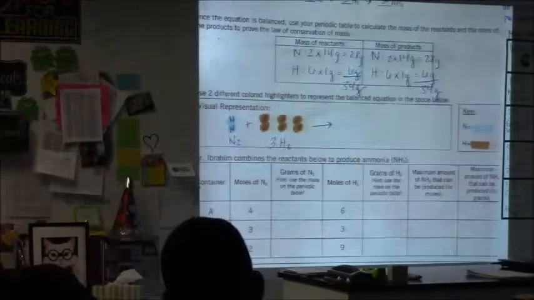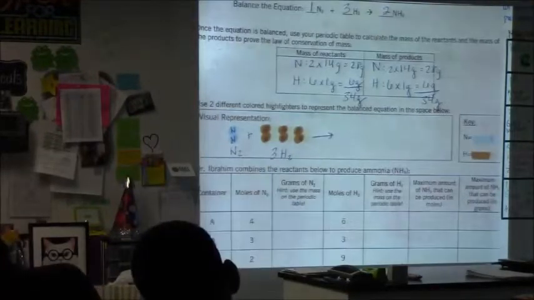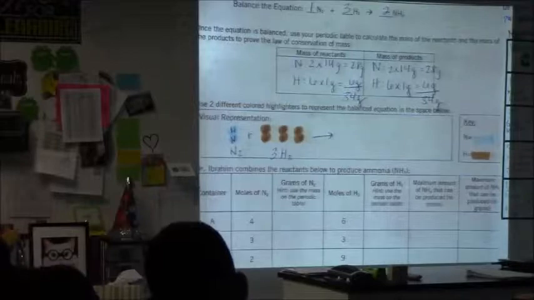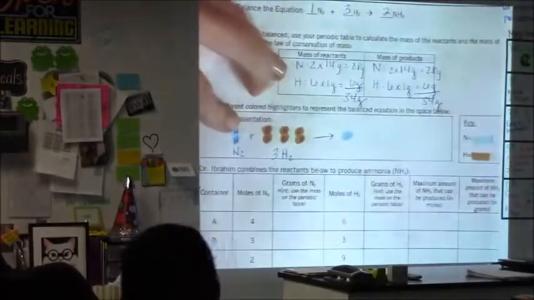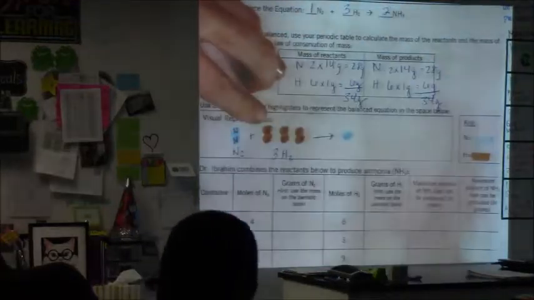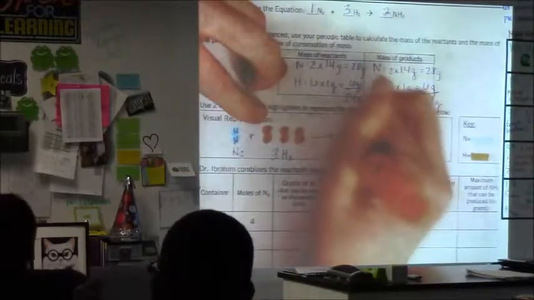Now, our product is NH3. In NH3, I want 1 nitrogen bonded with 3 hydrogens. So I'm going to take one of my nitrogens from my reactants over here, and I'm going to bond them with 3 hydrogens. 1, 2, 3. Label NH3.